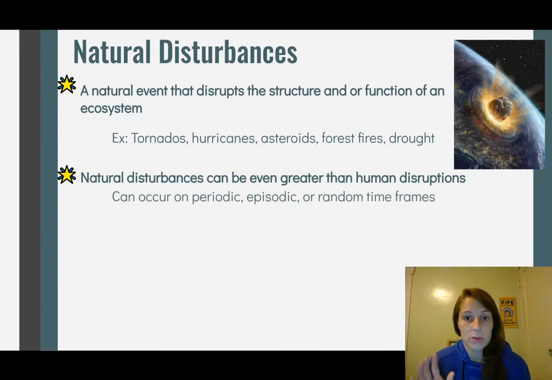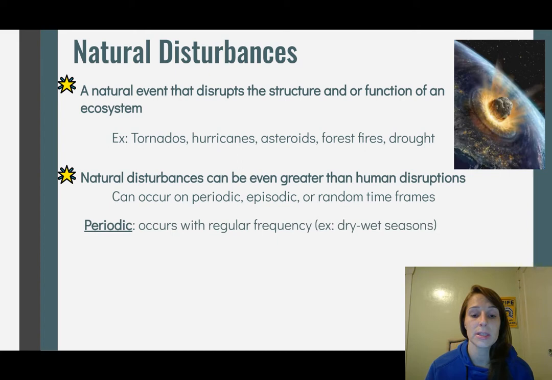Now, when we are talking about disruptions, there's three different time scales that we can quantify them on. And this is going to be periodic, episodic, or just random time frames. So periodic is going to be something that occurs with regular frequency. This could be something like dry and wet seasons that just happen throughout an ecosystem. Like if you think out on the savanna in Africa, they're going to get dry seasons, they're going to get wet seasons. This happens in a very periodic time that we are able to predict. It's consistent.